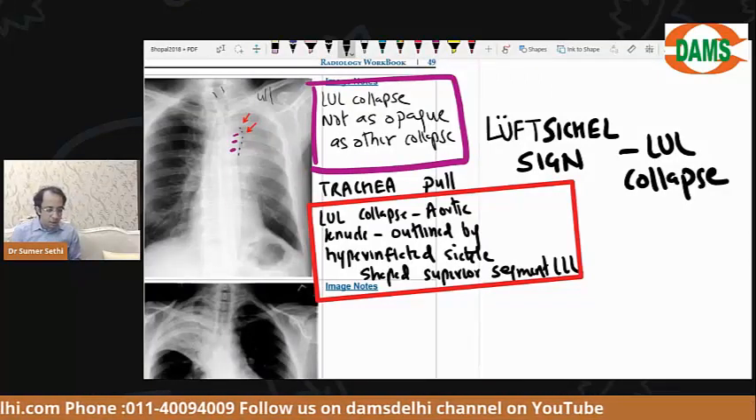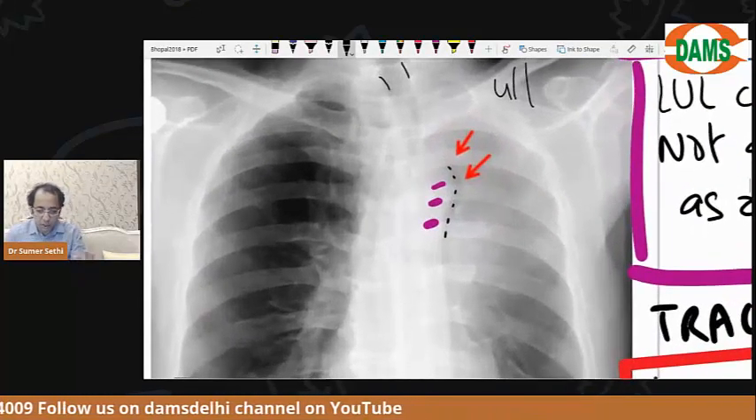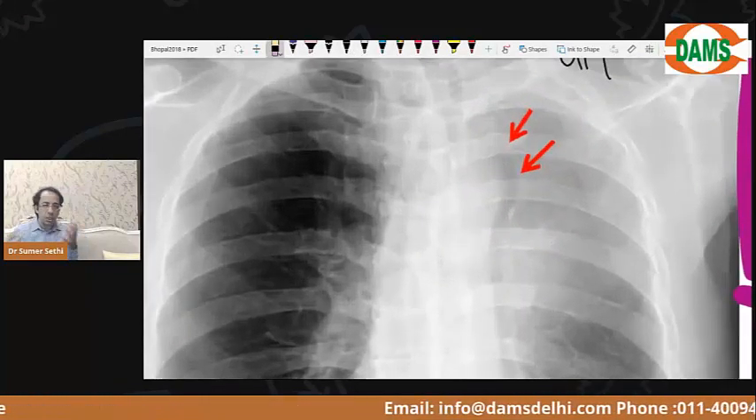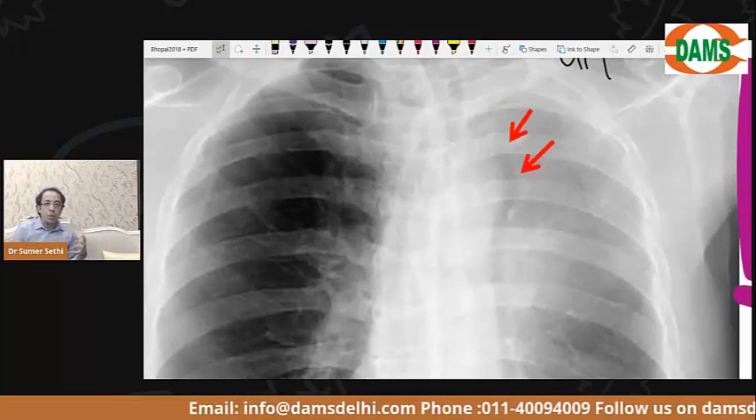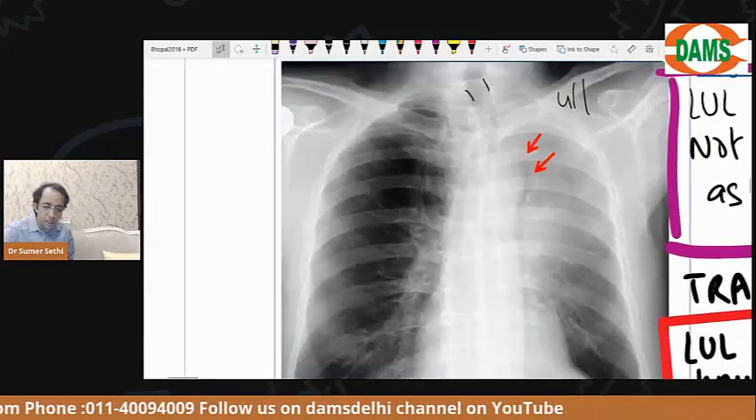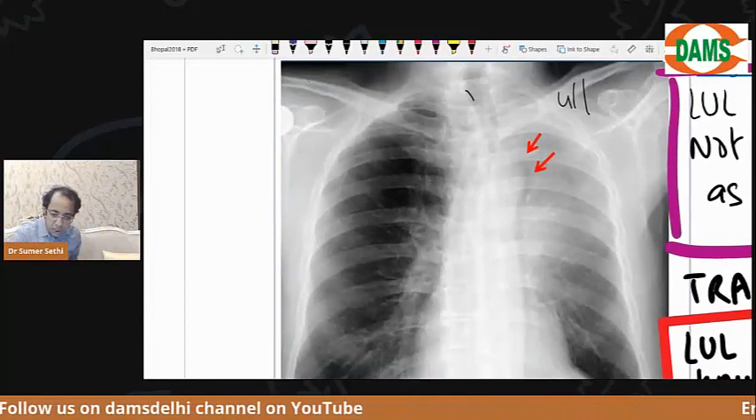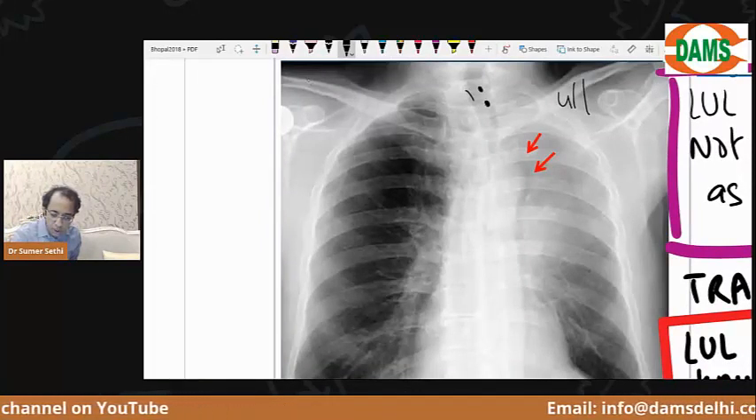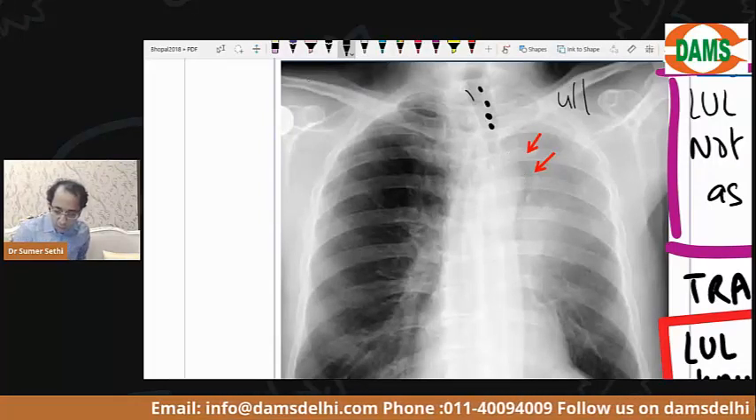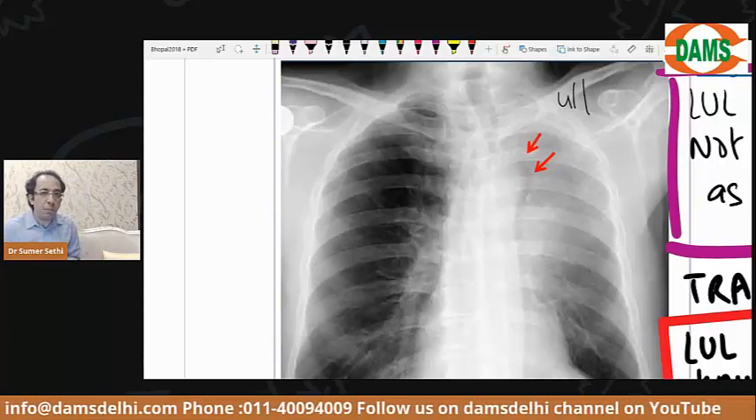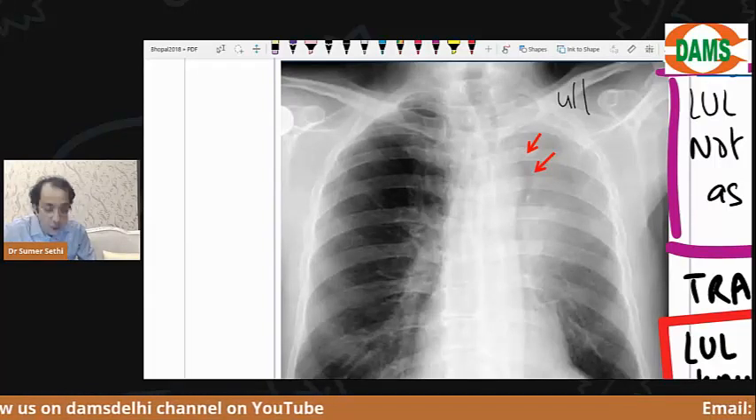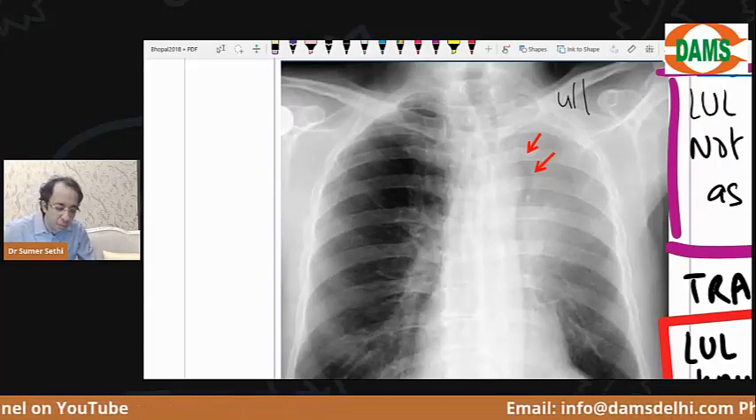Okay, are you clear? So why is left upper lobe collapse difficult to identify? Because it is not as opaque as you were expecting. Other lobe collapses were appearing opaque. Here, when we look, it looks hazy. The only evidence is that the trachea is pulled towards the disease and the aortic knuckle is visible. Had it been a pneumonia, the trachea would not have been pulled and the aorta would not have been visible. So this is telling me this is not left upper lobe pneumonia, this is left upper lobe collapse.